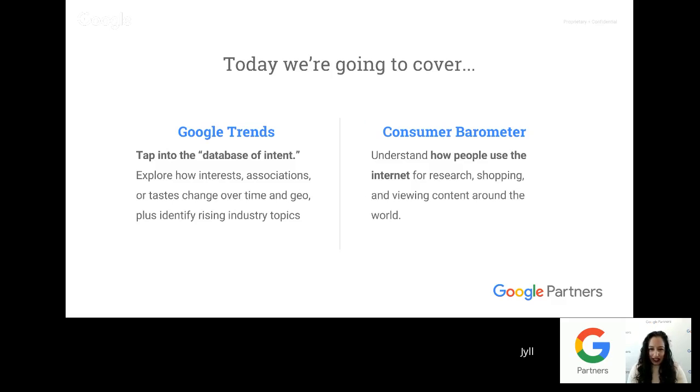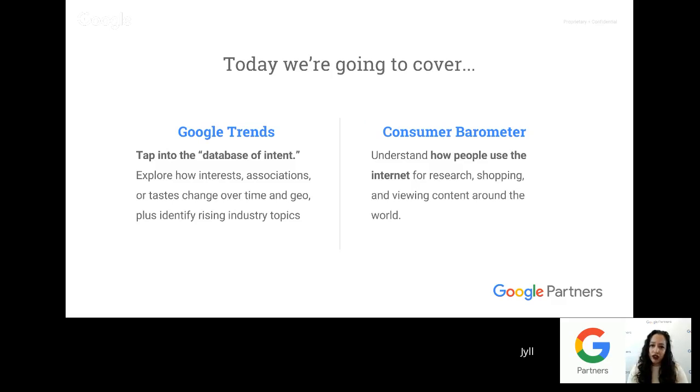Google Trends allows us to tap into the database of intent. And what do we mean by the database of intent? That sounds like a very googly thing to say. Well, every day, or actually every second, millions of people are making millions of searches on Google worldwide. So Google Trends allows us to look at all these searches, anonymized in aggregate, and understand what's increasing in interest somewhere, what's decreasing in interest somewhere else, and how that compares across time and across geographies.